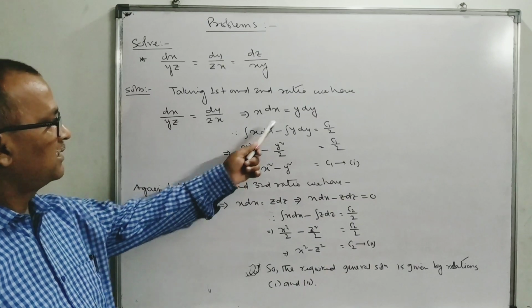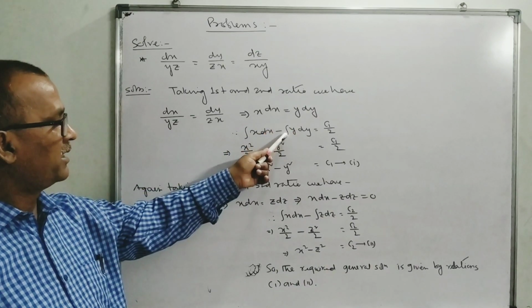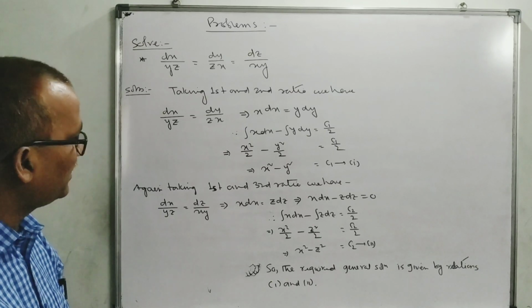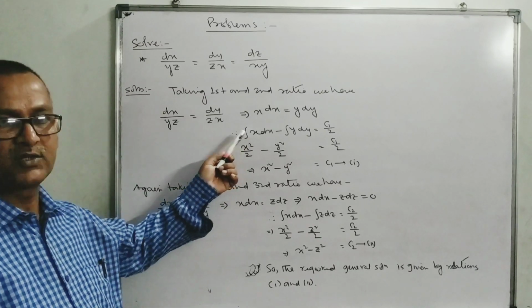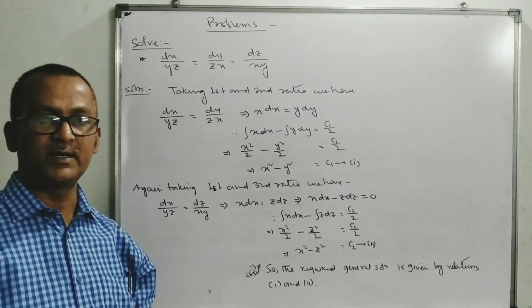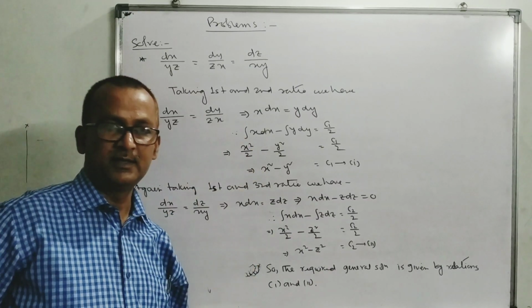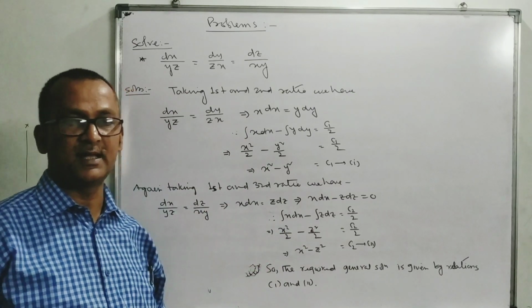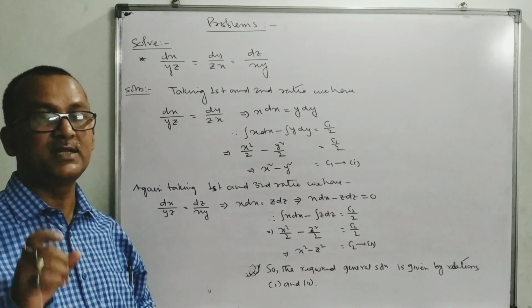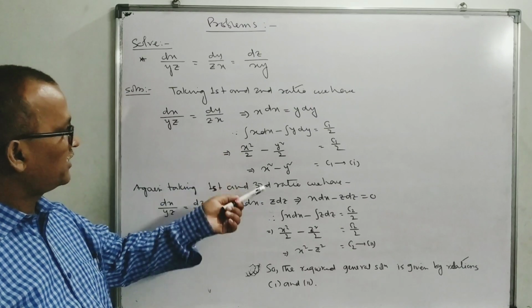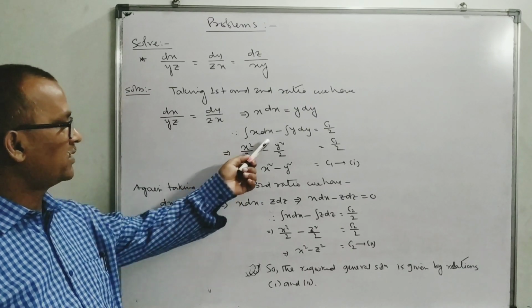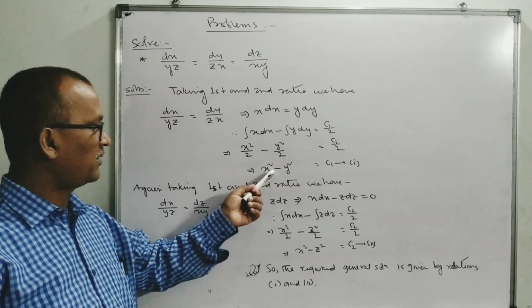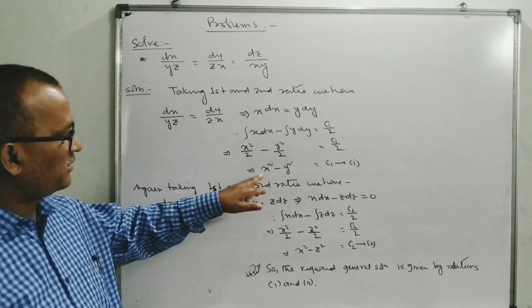Integration of x dx, we transfer this term to here, integration of y dy equal to c1 actually, but we observe that integration of x is x squared by 2, and of y is y squared by 2. Here instead of c1, we can take c1 by 2, then the 2 will be cancelled and the result will be a good set. So after integration we take x squared by 2 minus y squared by 2 equal to c1 by 2. So 2 is cancelled, we get x squared minus y squared equal to c1. This equation represents a hyperbola.